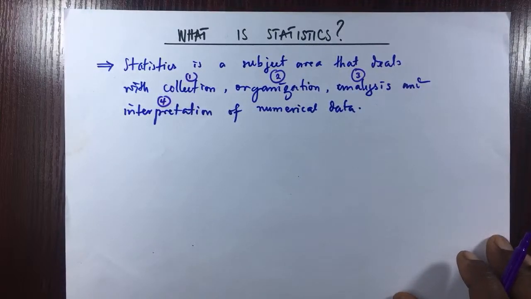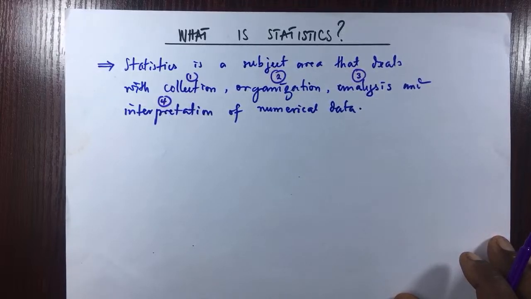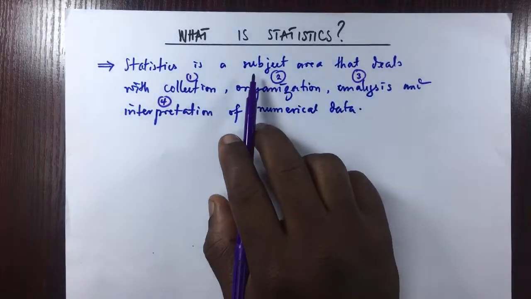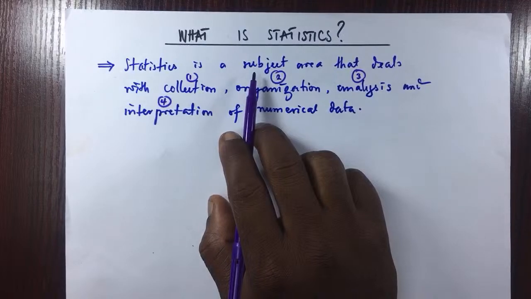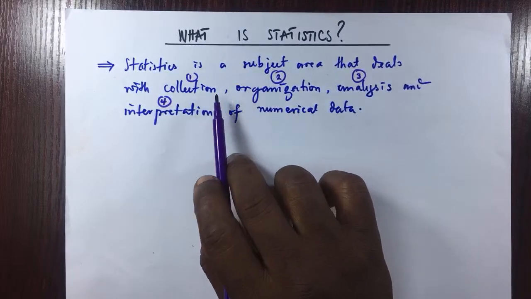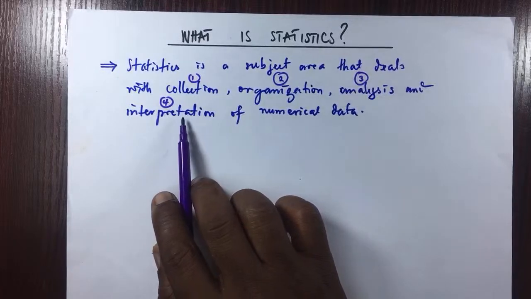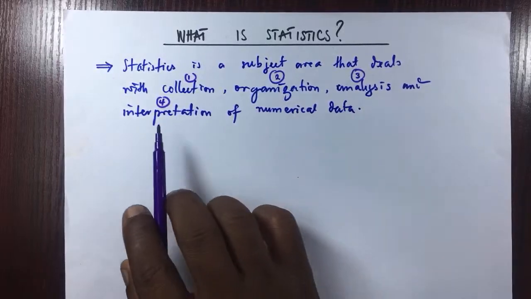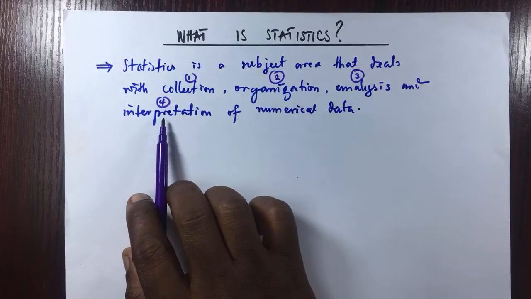So please take note. Number one, statistics is a subject area. It is a subject area just like every other subject area. So some people will define statistics as a branch of mathematics. Some will define statistics as a science. In any way or however statistics is defined, please take note, it remains a subject area. And what do we do in this subject area? We principally do four things. We collect data, organize data, analyze data, and interpret data.